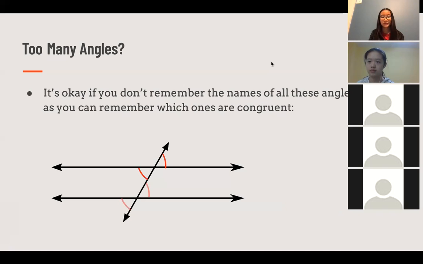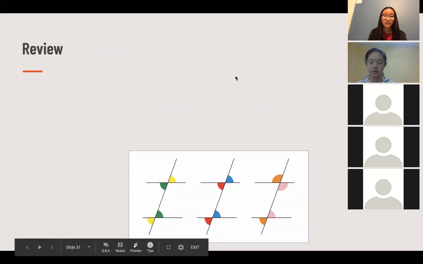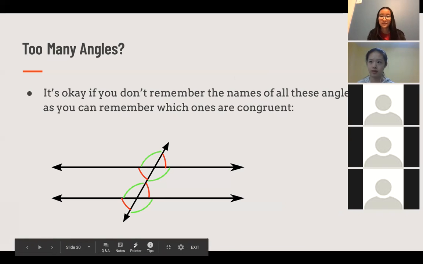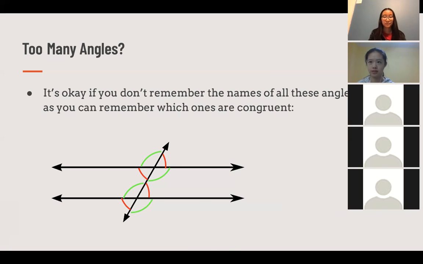Okay, and here's basically a simplified version. There are no names, but you still know that all the red angles are congruent, and all the green angles are congruent. And also the red angle is supplementary to the green angle. So red plus green equals 180 degrees.